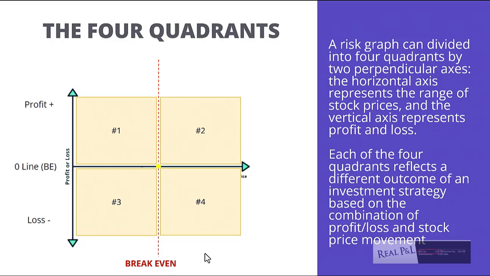And the vertical axis represents whether you're in a profit or loss, this right here. Each of the four quadrants reflects a different outcome of an investment strategy based on the combination of profit and loss and the stock price and all those kind of things. So when you plug something in here, you'll be able to get into one of these four quadrants, depending on what you initially put on and what's happening with that trade.